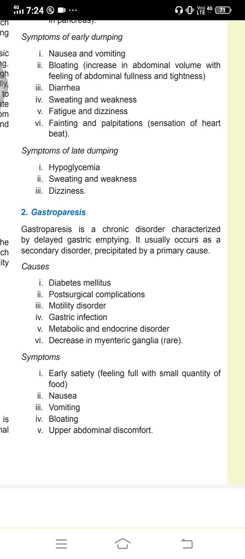Now, next one is gastroparesis. It is a chronic disorder characterized by delayed gastric emptying. It usually occurs as a secondary disorder precipitated by a primary cause like diabetes mellitus, post-surgical complications, motility disorder, gastric infection, metabolic and endocrine disorder, decrease in mesenteric ganglia, which is very rare. And symptoms are early satiety, feeling of fullness with a small quantity of food, nausea, vomiting, bloating, and also upper abdominal discomfort.